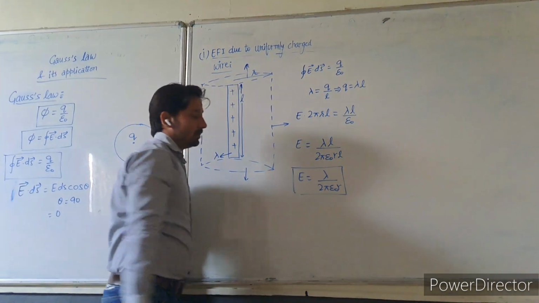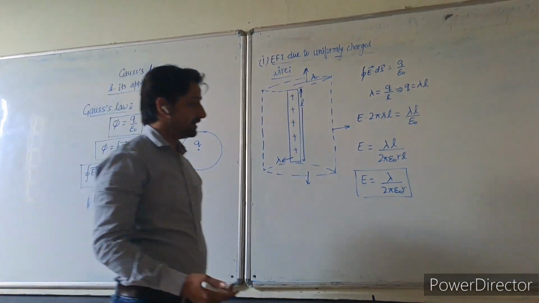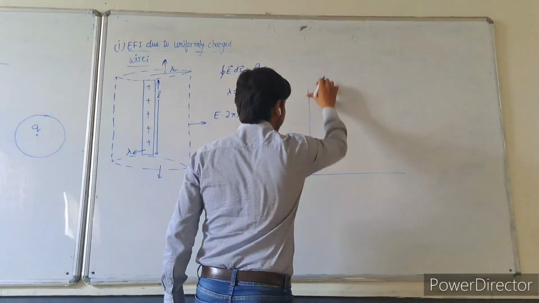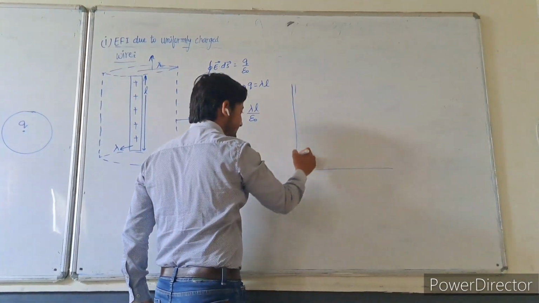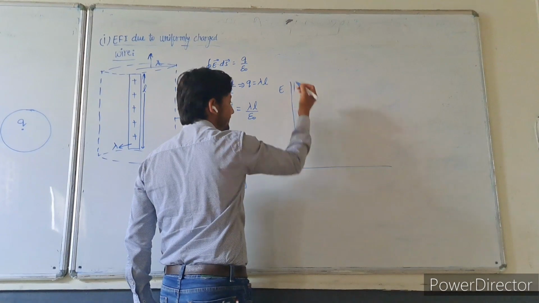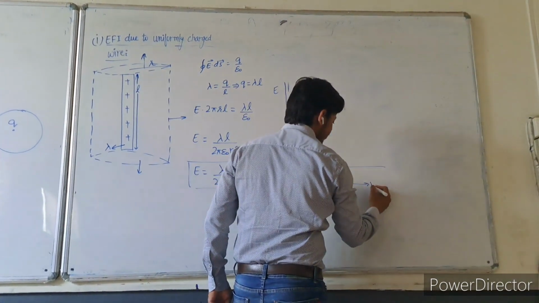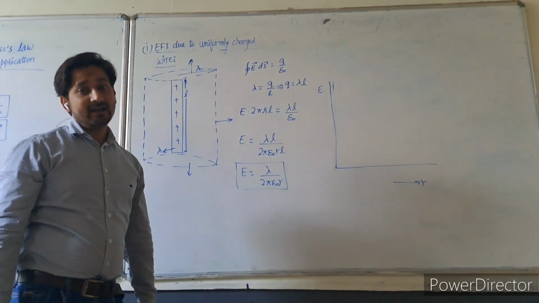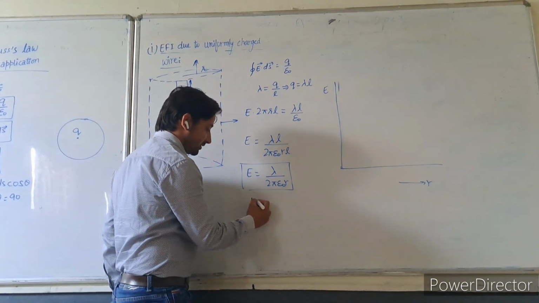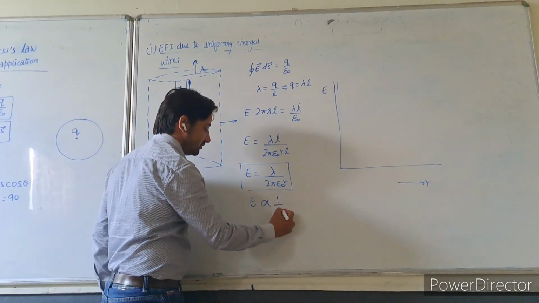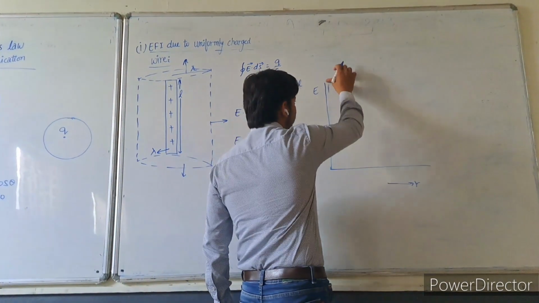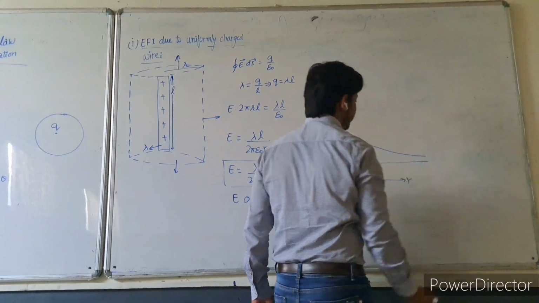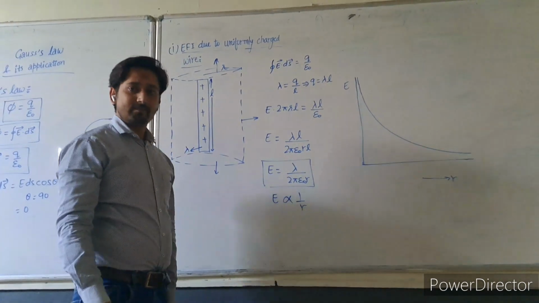If I want to draw the graph between E and r, on one axis I will take electric field intensity E, and on another axis r. As we can see, electric field and r are inversely proportional to each other, E is inversely proportional to r. So the graph of E versus r will be like this.